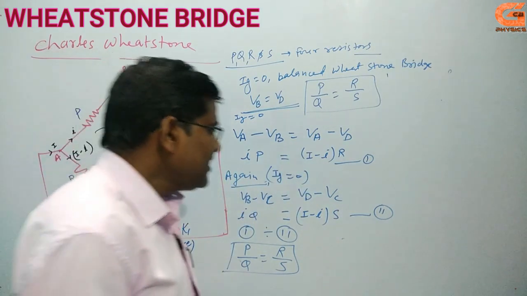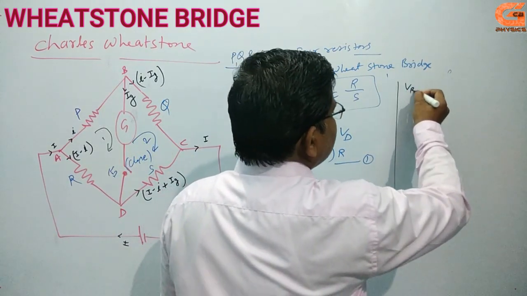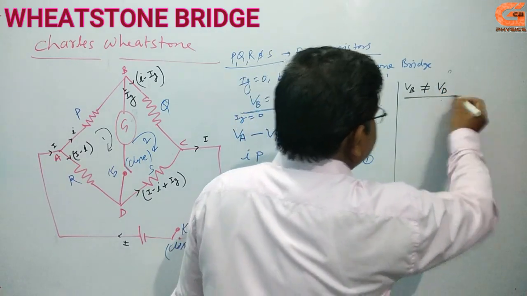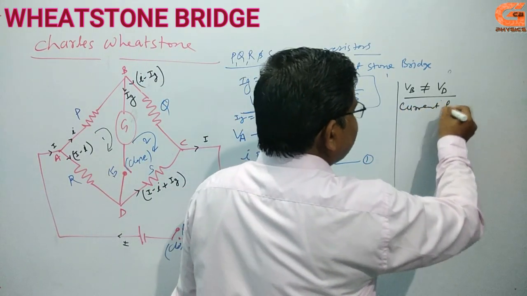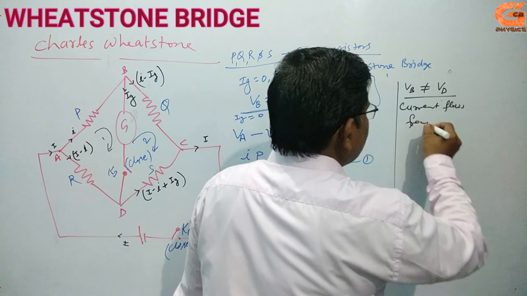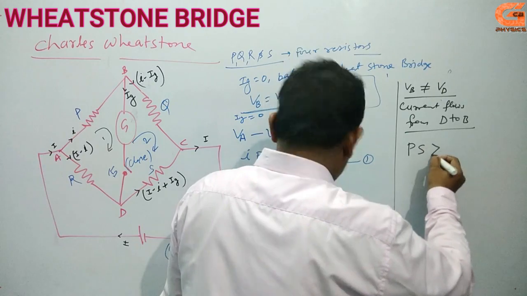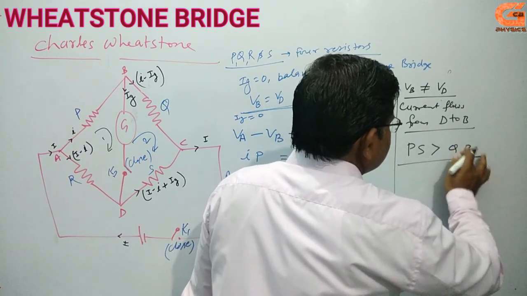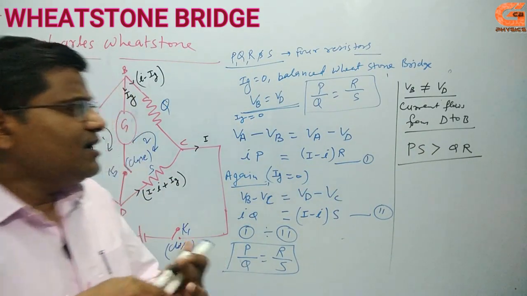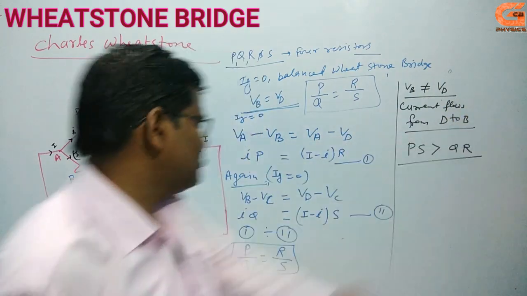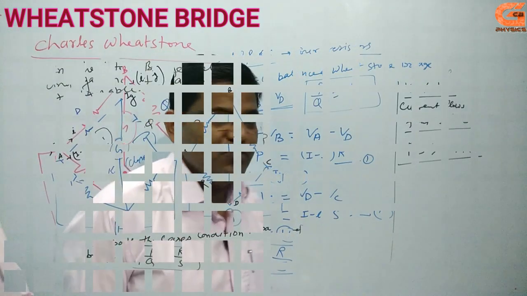One more concept here. Suppose that VB is not equal to VD, then what happens? Then current flows from D to B if PS is greater than QR, okay. If VB and VD are not equal, then current will flow from D to B, when? When PS is greater than QR.